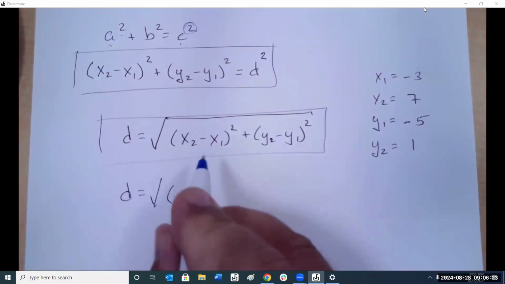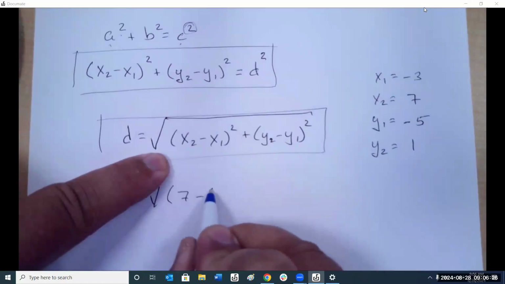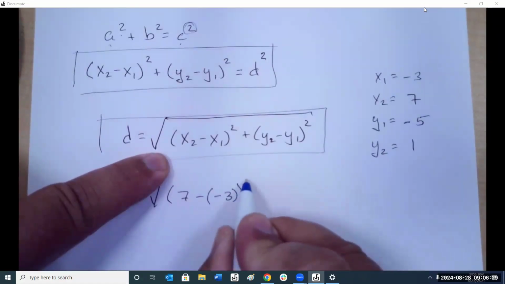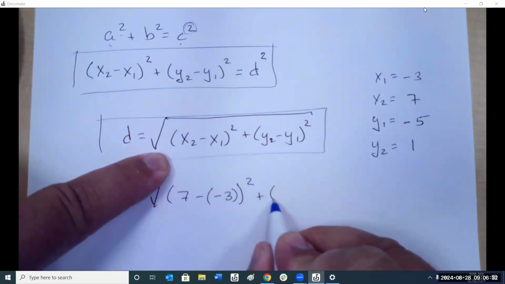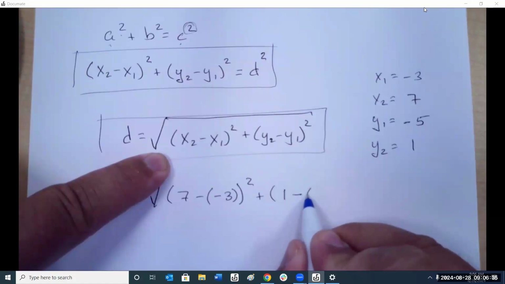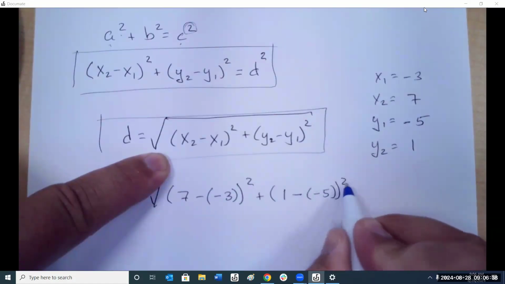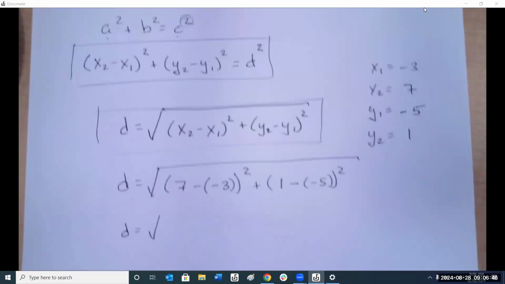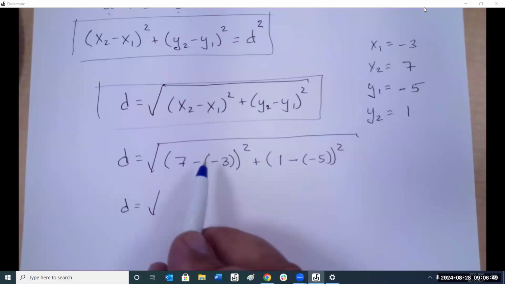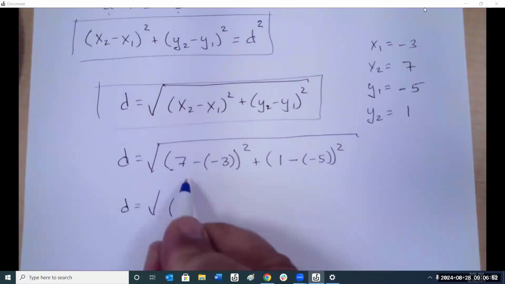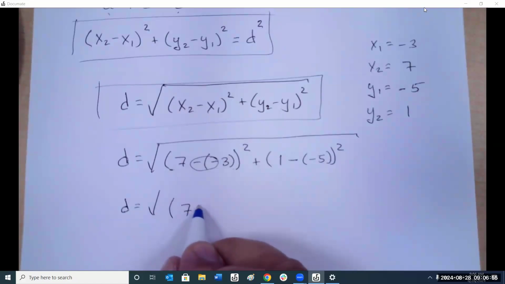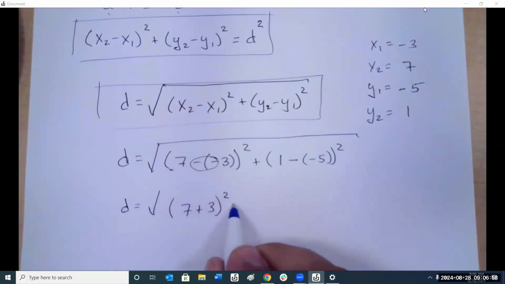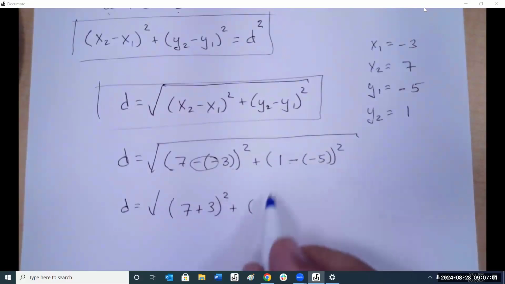So the distance equals x2, 7 minus -3 squared, plus y2, 1 minus -5 squared. Order of operations, we have to do inside the parentheses first. So there are two negatives here. It becomes 7 plus 3 squared, and then 1 plus 5 squared.